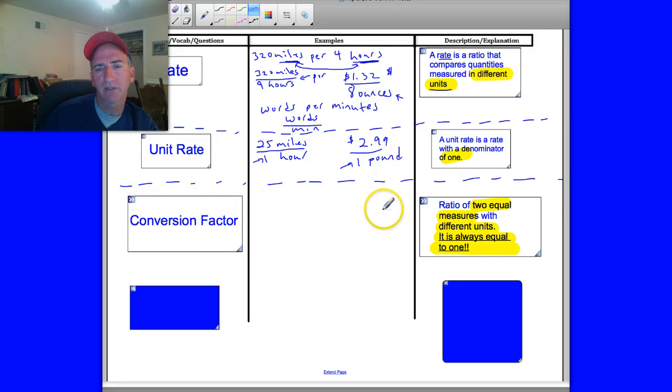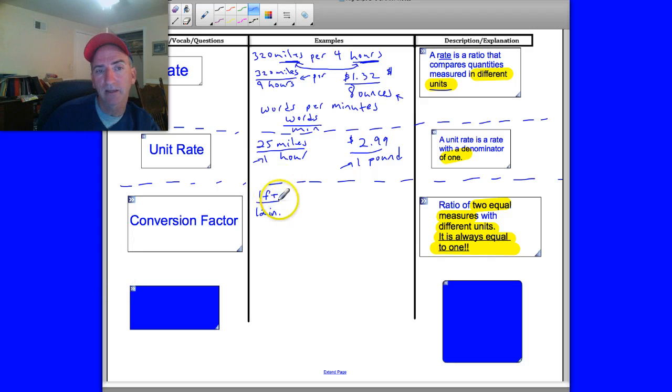Okay, so conversion factors, two equal measures with different units. So here's what we mean by this. Let's say I said 1 foot per 12 inches. Just abbreviate. 1 foot per 12 inches. Now think about that. What do you know about 1 foot and 12 inches? They're the same distance, right? 1 foot, 12 inches, the same thing.